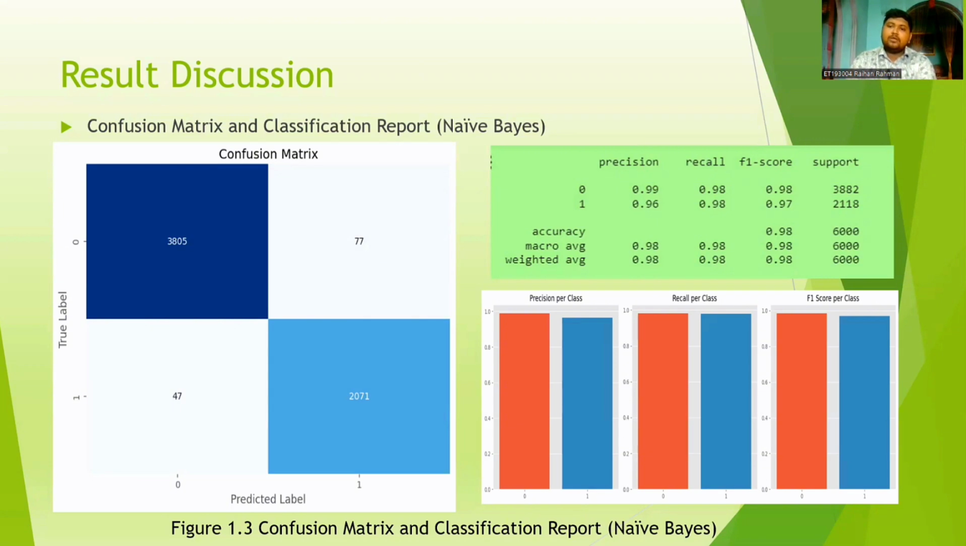From the confusion matrix and classification report, we can see that in our 3,882 unstable data points, my model correctly predicted 3,805 data points. My model made incorrect predictions in 77 data points. We can also see that in our 2,118 stable data points, my model correctly predicted 2,071 data points as stable. My model incorrectly predicted 47 data points.